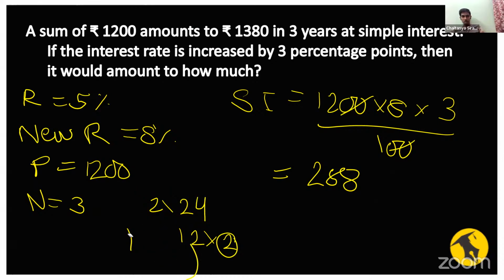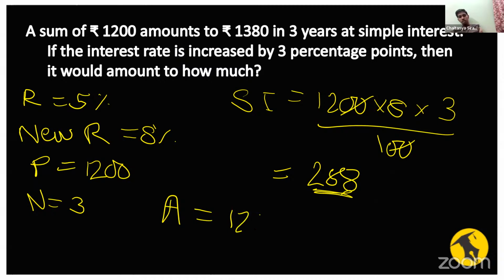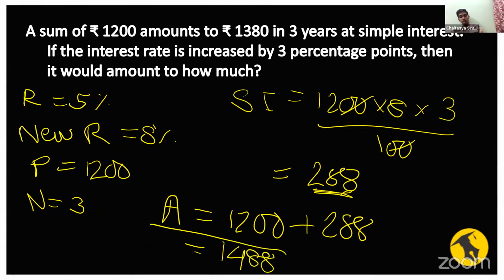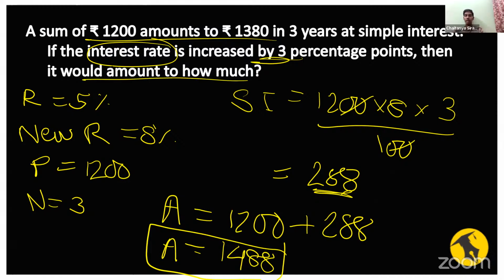Alright. This was just rough work. So I get 288 as the simple interest. So the amount would be principal, which is 1200, plus interest. It will be 1488. All right, the correct answer for this question would be 1488. So in this case, you were given the first three values. You were asked to find the rate of interest. After finding it, they add an additional condition that it is increased by 3 percentage points, and then they are asking you to find the amount again.